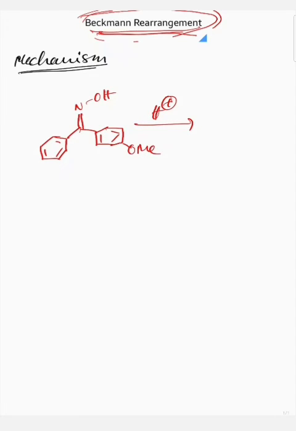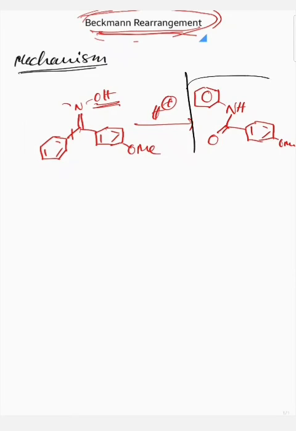Remember how you can do this: you can do this by simply removing the OH and putting the trans group on the nitrogen. So you put the trans group, that is the phenyl group, here. Then we connect it and write down the other group as it is, because this doesn't move, and put a carbonyl group here. So this will be our final product, and nitrogen will have a hydrogen to balance its valency, right?